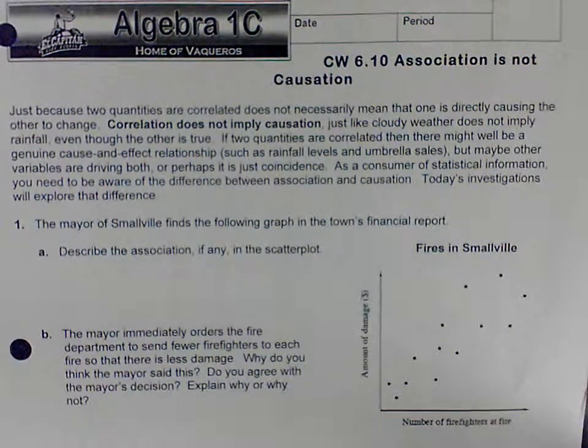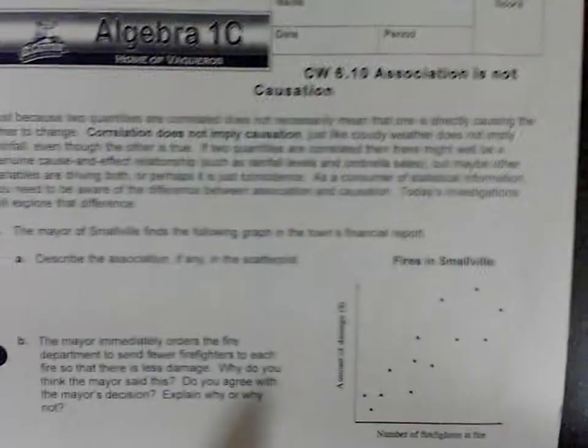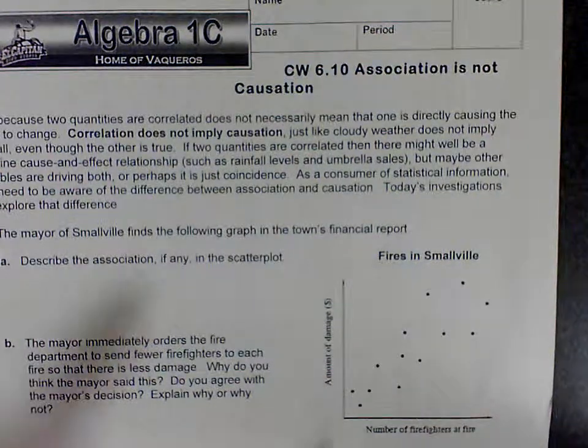So, question number 1. The mayor of Smallville finds the following graph in the town's financial report. Describe the association, if any, in the scatter plot. So, we've got our association here. Let's take a look at what this graph is showing. Let me move it up a little bit.